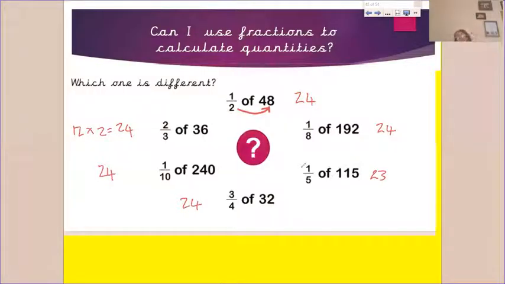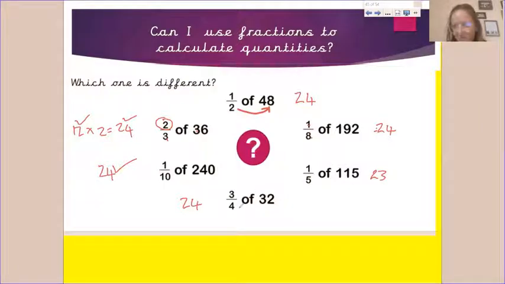Okay, I have written a few answers over these, but I will talk through them with you using what I said to you about dividing by the bottom and multiplying by the top. 48 divided by 2 is 24, times by 1 is 24. 192 divided by 8 is 24, times by the 1 is 24. 36 divided by 3 is 12. 12 times 2 is 24. 240 divided by 10 is 24.